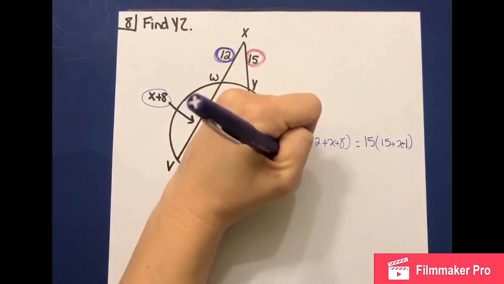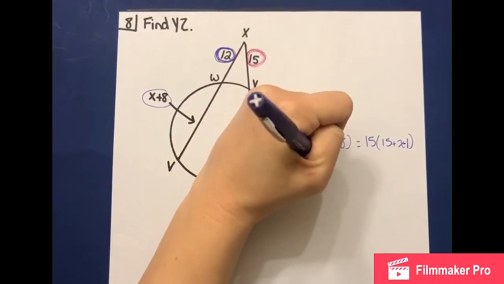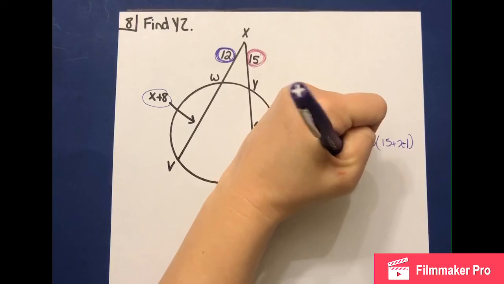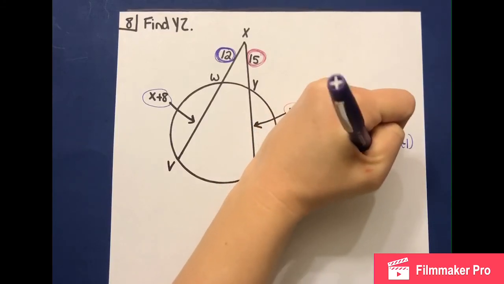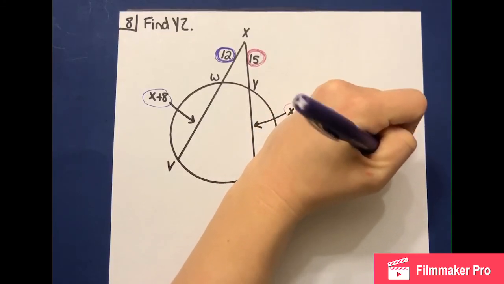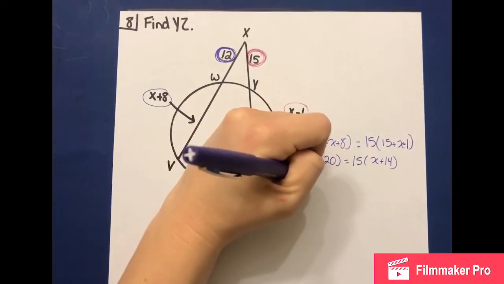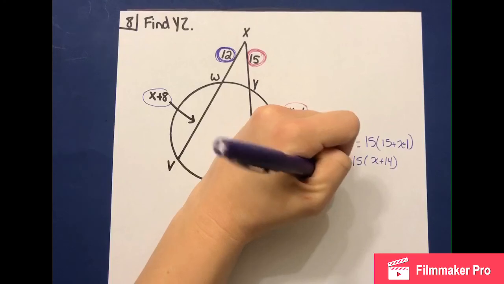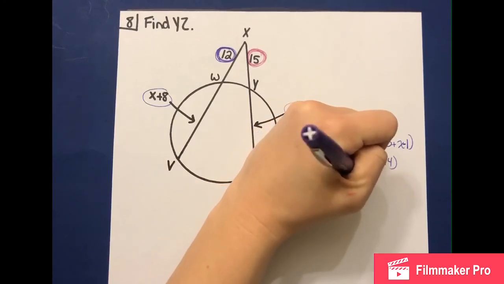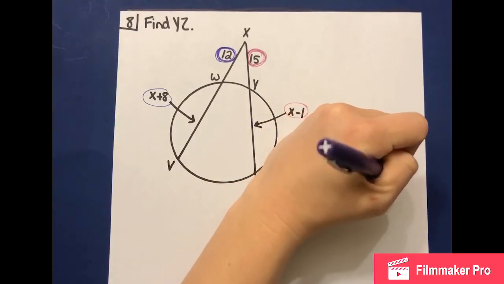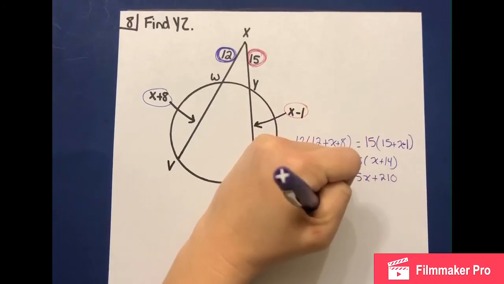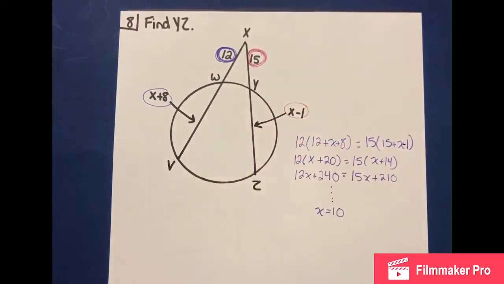So here I get 12x plus 20 equals 15 times x plus 14. We're going to distribute into both. I get 12x plus 240 equals 15x plus 210. Solve that, you get x equals 10.